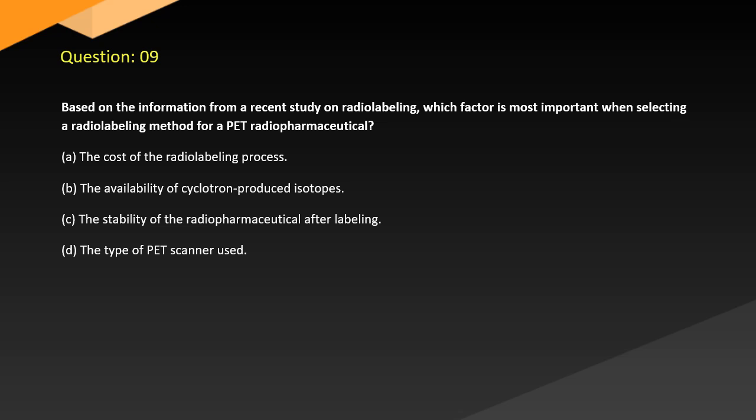A. The cost of the radiolabeling process. B. The availability of cyclotron-produced isotopes. C. The stability of the radiopharmaceutical after labeling. D. The type of PET scanner used.